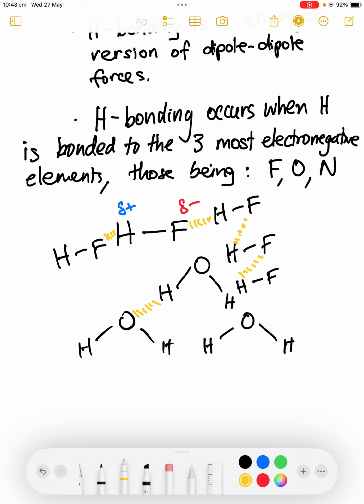And that would work there, that would work there, okay? And we can see that H would be delta positive, oxygen's delta negative, same thing goes here, delta positive, oxygen's delta negative, and they're forming those hydrogen bonds. All right, and that's hydrogen bonding.